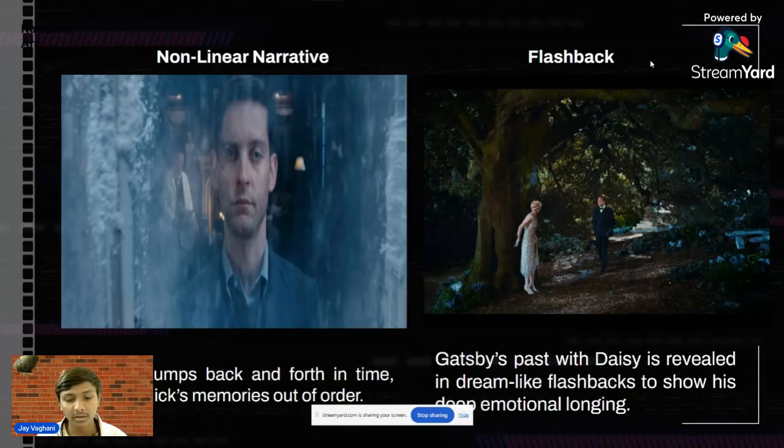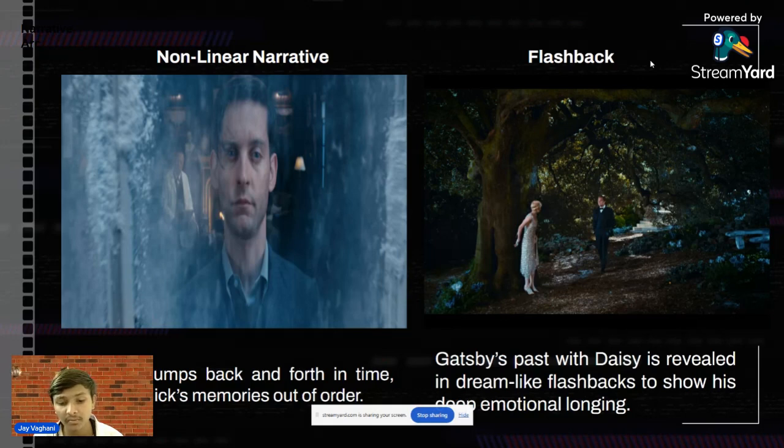Next is a non-linear narrative and a flashback. In this slide, we look at how The Great Gatsby uses a non-linear narrative and flashbacks. On the left, we see Nick reflecting through the window, lost in memory. This shows how the film does not follow a straight line. It jumps between past and present. On the right, Gatsby and Daisy appear under a large tree, a moment from the past shown through flashback.